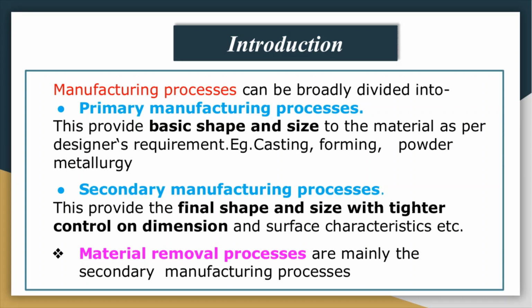And the second group is the secondary manufacturing process. This group provides the final shape and size with tighter control on the dimension and surface characteristics. This is the second group. And our material removal process belongs to the secondary manufacturing process.